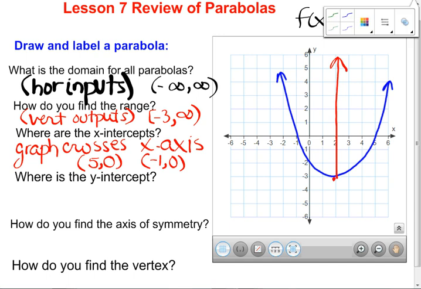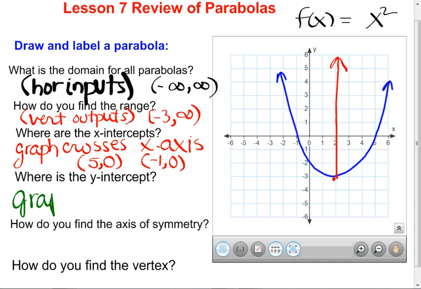Okay, what about the y-intercepts? What's the y-intercept? It's where the graph crosses the y-axis.